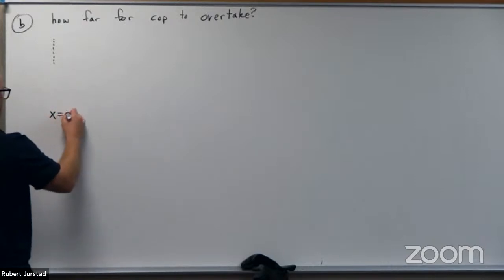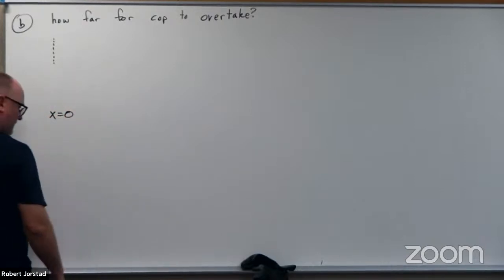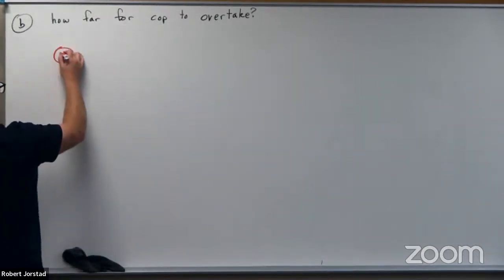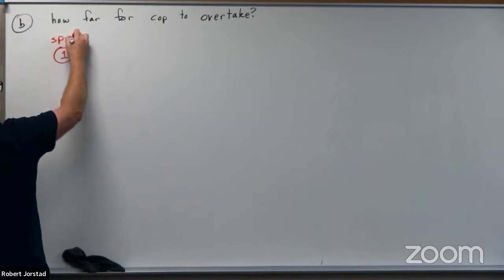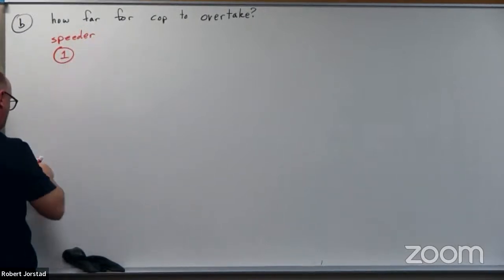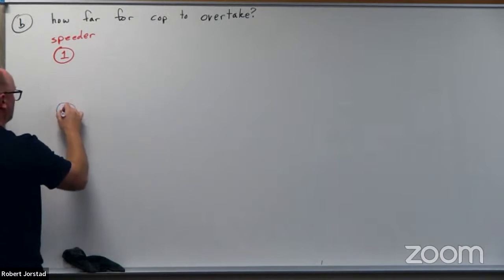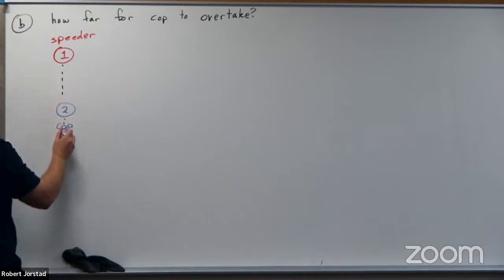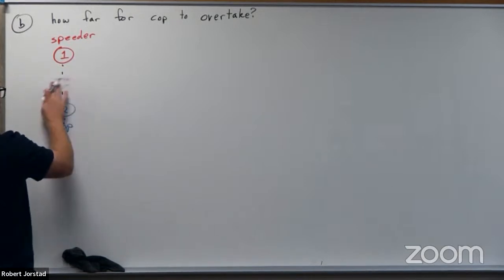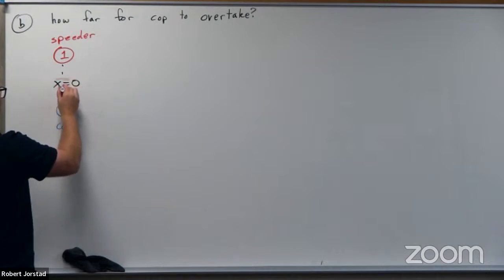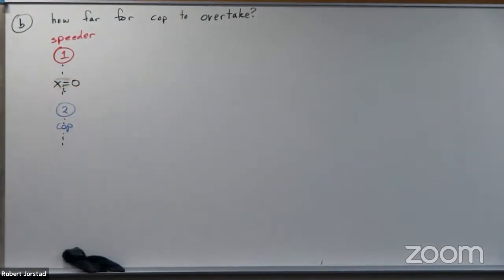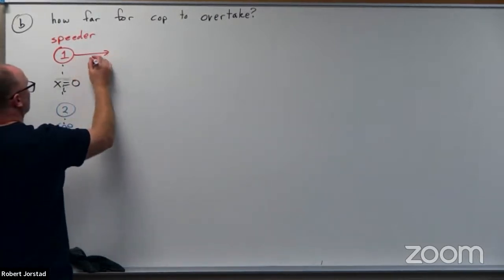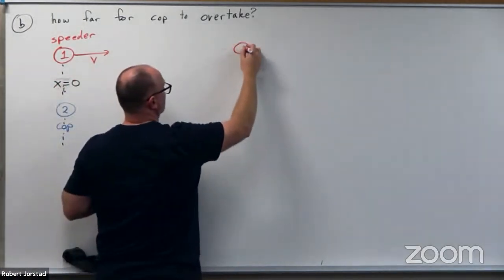Okay, this is x equals 0. And you know what? Let me start over here. I'm going to have object 1, which is the speeder. I'm going to have object 2, which is the cop. They're both going to start at this point, which we're calling x equals 0. So the initial value of x is 0 for both of them. And the speeder is going to keep moving at some speed v.